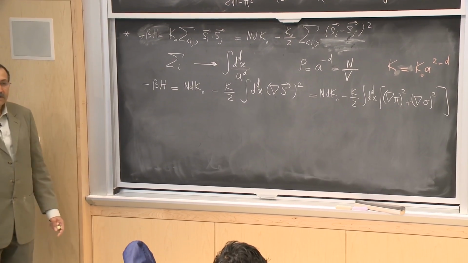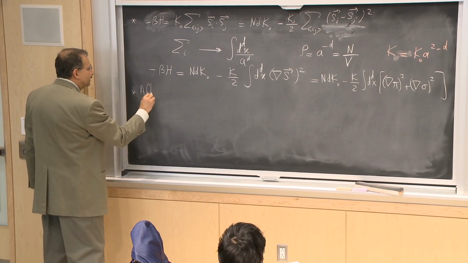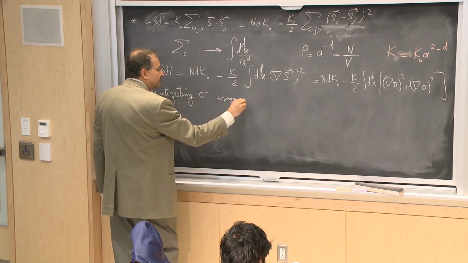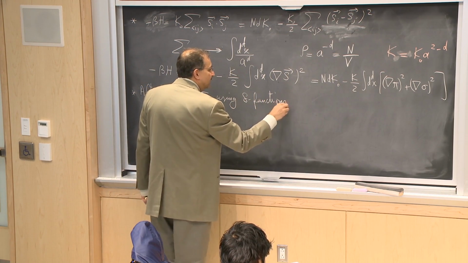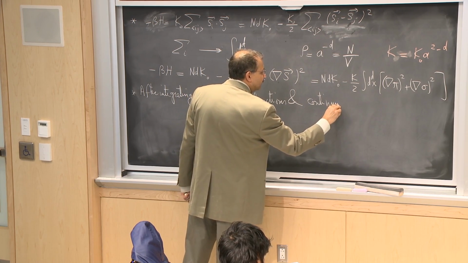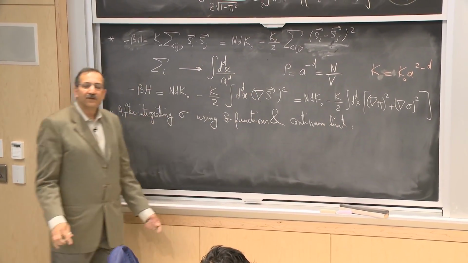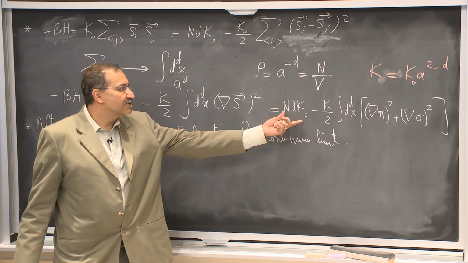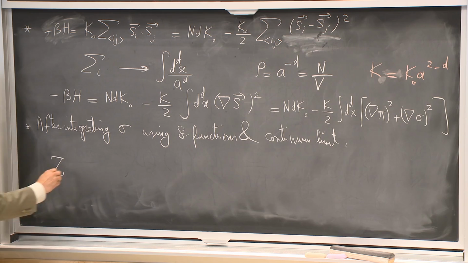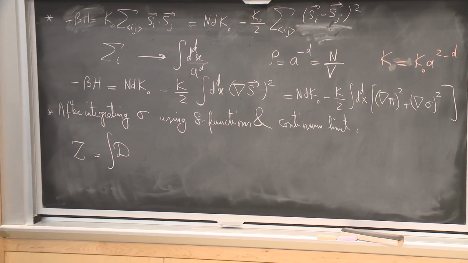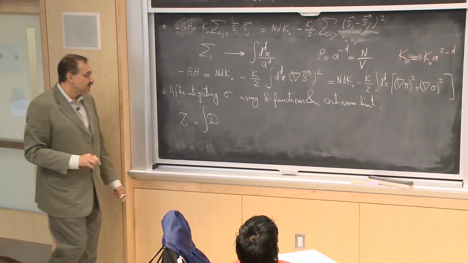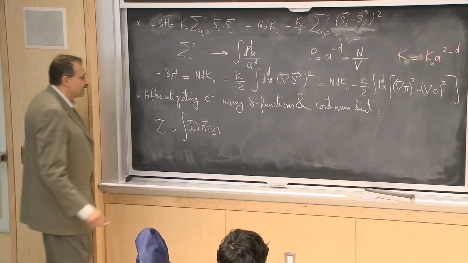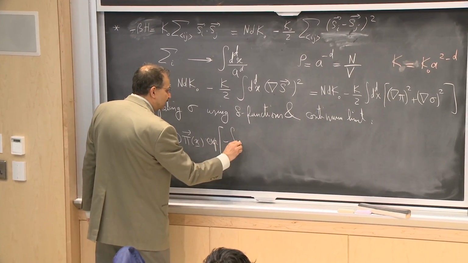So after integrating sigma using the delta functions, and going to the continuum limit, the partition function that we have to evaluate, up to various non-singular factors such as this constant over here, is obtained by integrating over all configurations of our pi field, now regarded as a continuously varying object on the d-dimensional lattice. And the weight, which is as follows.